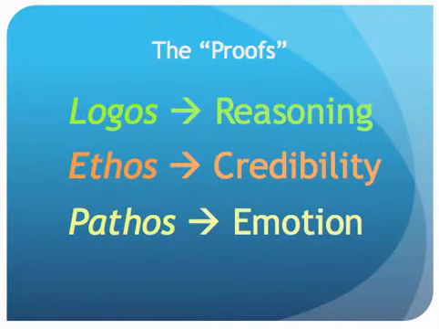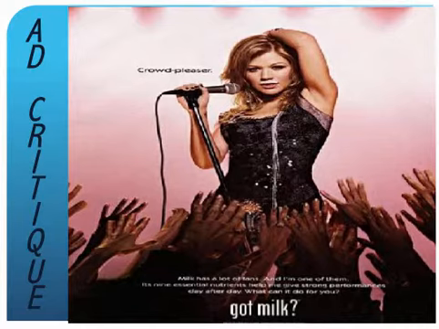Logos, ethos, and pathos are also ancient Greek terms that can be defined as reasoning, credibility, and emotion. In your rhetorical analysis, you will be discussing an advertisement's ability to effectively use these three proofs to convince the audience of something. For your rhetorical analysis, the text that you choose will be an advertisement for a food or beverage product. You will be creating an ad critique, which is explained in detail in the micro-genre insert in your textbook on pages 158 to 160.